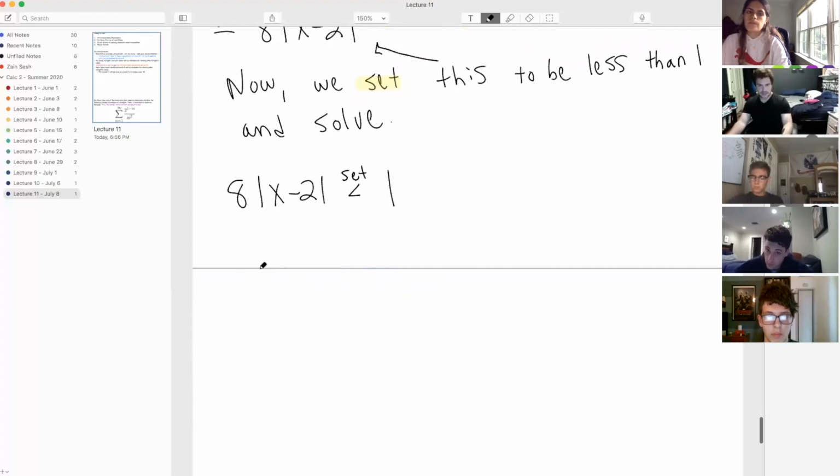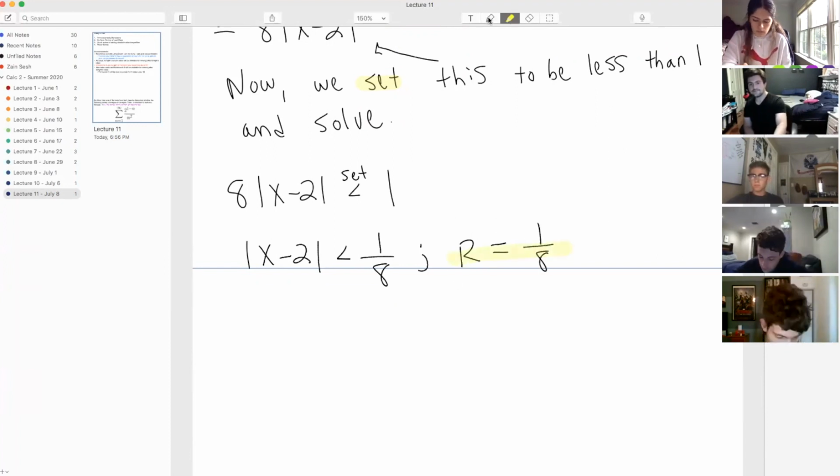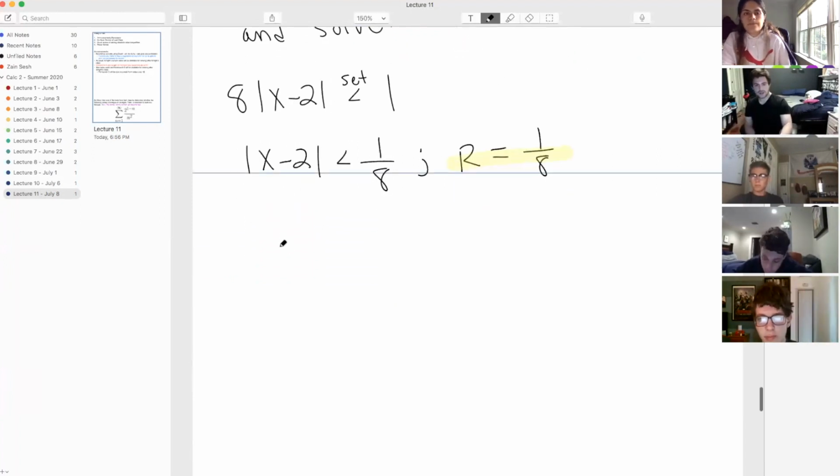Good. So let me divide both sides by 8. This is |x - 2| < 1/8. All right, so here we see immediately that the radius of convergence is 1/8. Okay, so that's the first thing. And now let's solve. So this is now x - 2, that's sandwiched between -1/8 and 1/8.